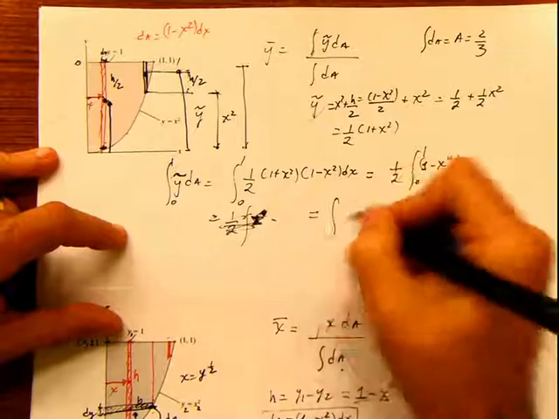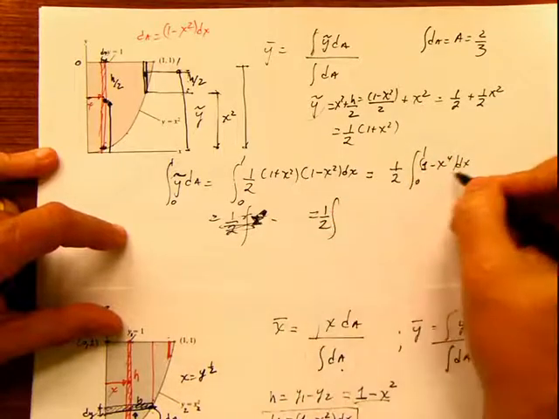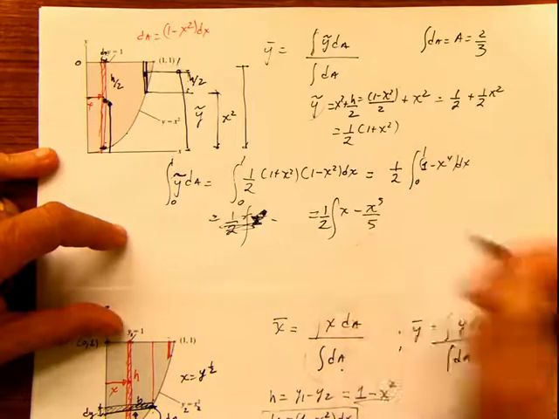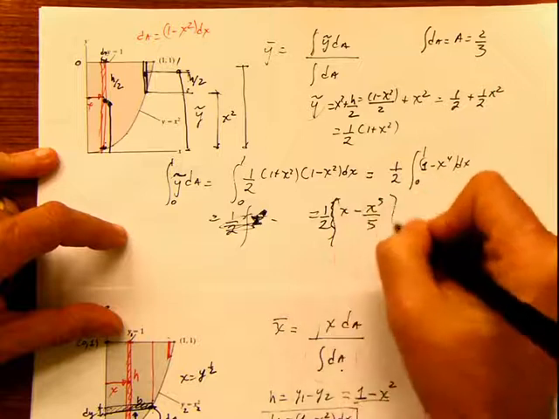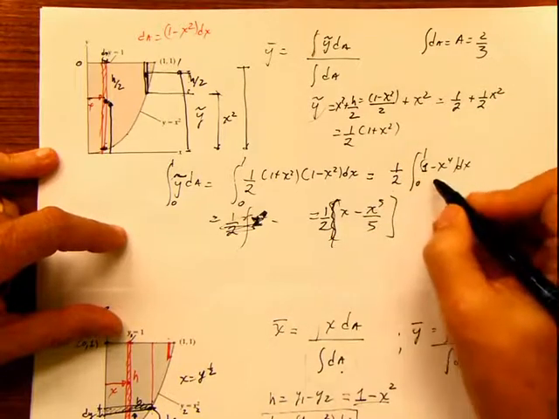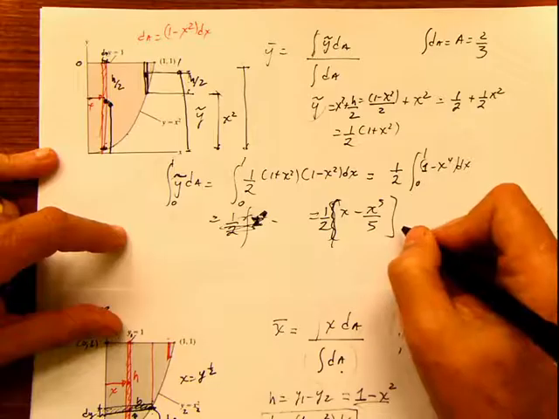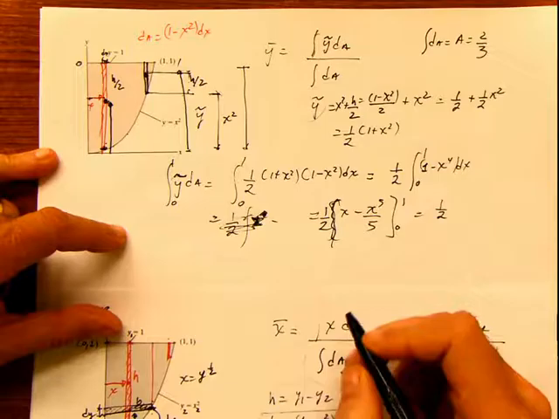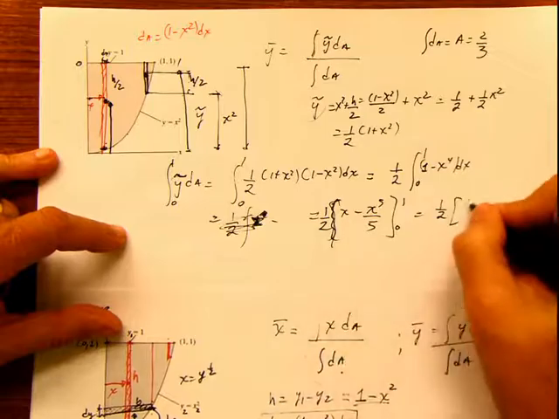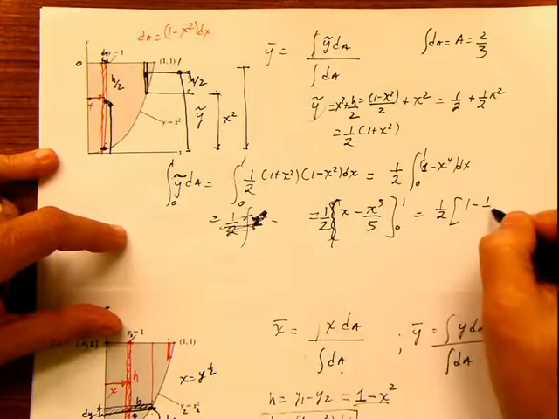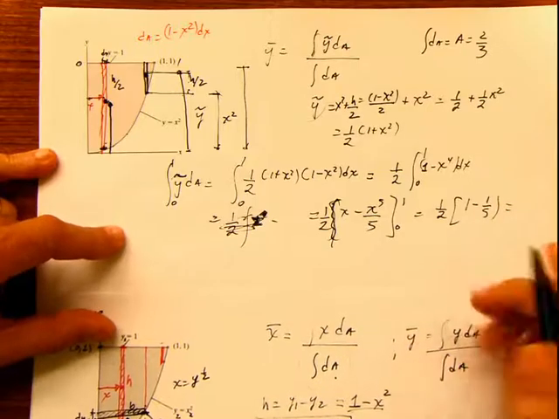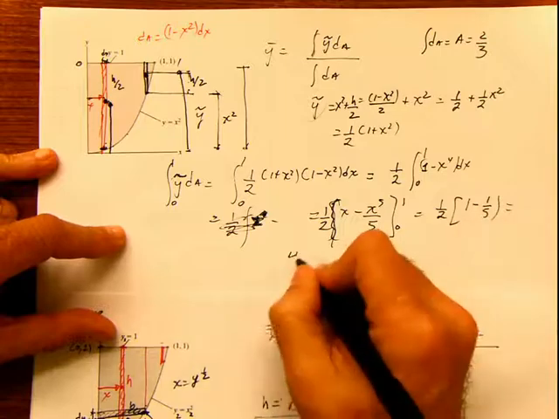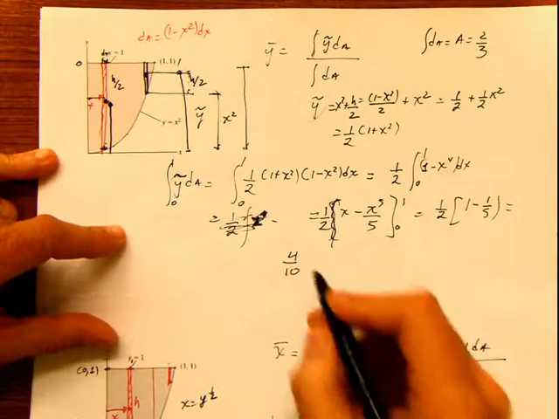This is 1/2 times x minus x to the 5th divided by 5, from 0 to 1. This is already doing the integration. When you do that, then you have 1/2 that multiplies 1 minus 1/5, and this is equal to 5/5 minus 1/5, which is 4/5. So 4/10 is going to be this part.